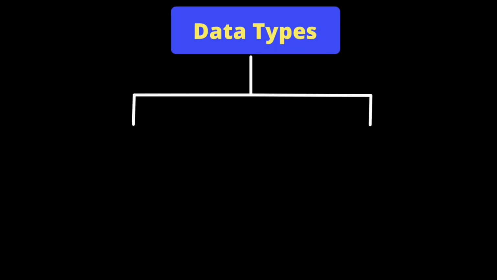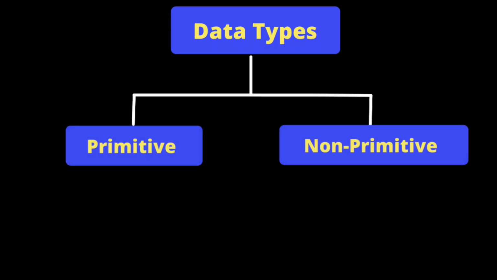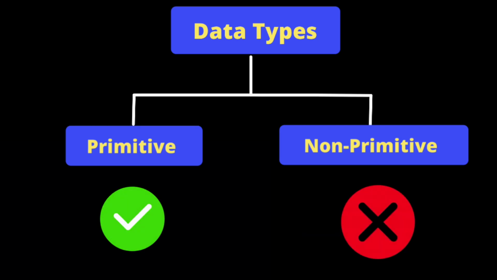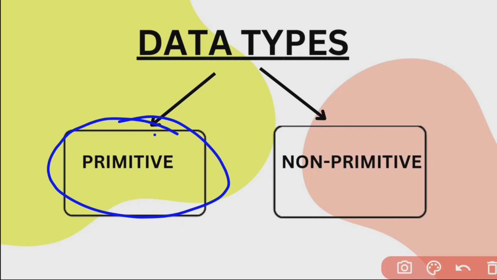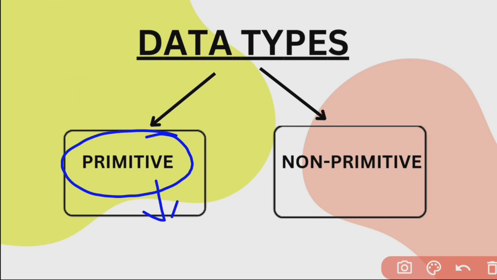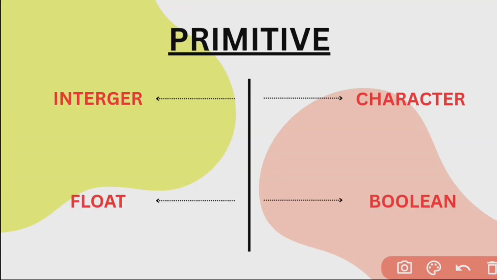Data types in Java are of two types. One is primitive and another one is non-primitive. So today we are going to discuss about the primitive, and let us just ignore non-primitive for some time. So what is primitive? Simply it is the tool which we use to work with the data types. Again, this primitive is categorized into four types, that is integer, float, character and boolean.